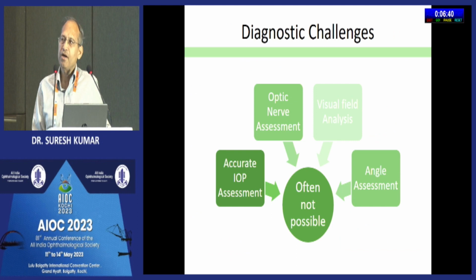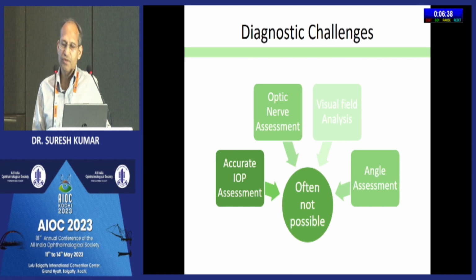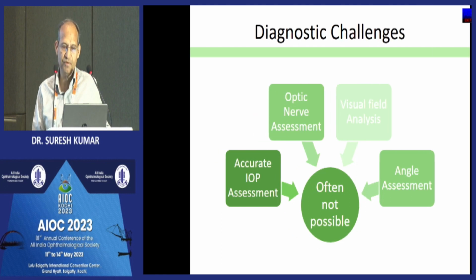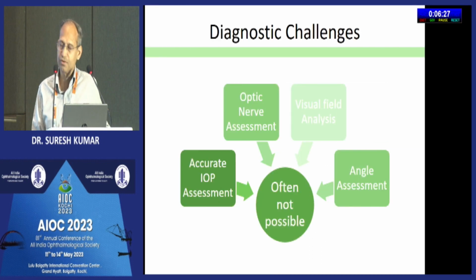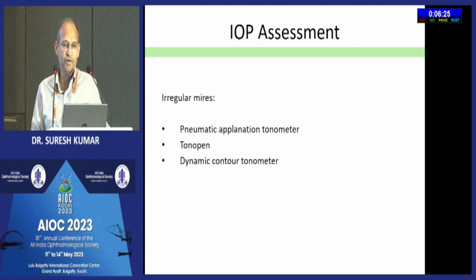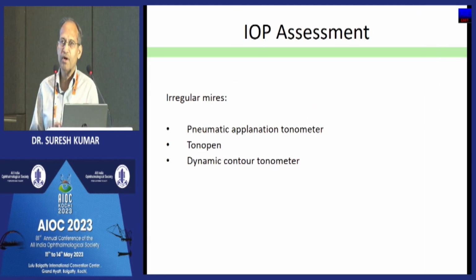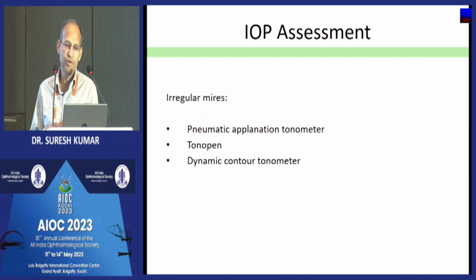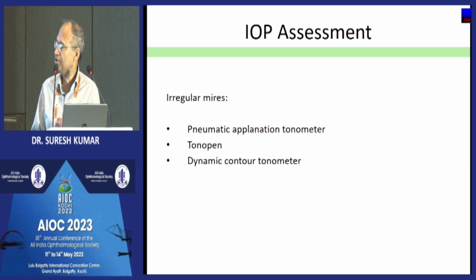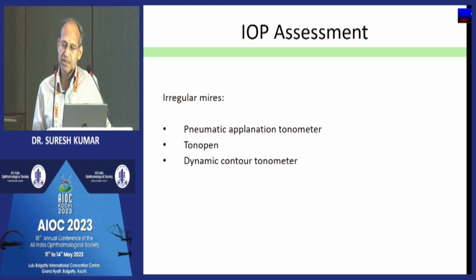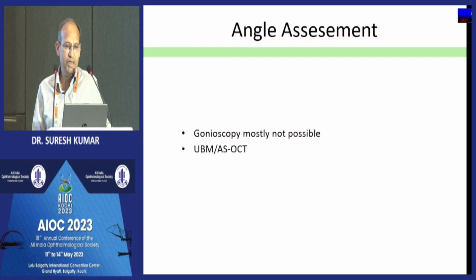And it's a diagnostic challenge, especially in eyes with opaque cornea. When measurement of intraocular pressure becomes difficult, optic nerve assessment as well as visual field analysis is difficult, and angle assessment also becomes a little difficult. So for IOP assessment, especially in eyes showing irregular mires on Goldmann applanation tonometer, you can go for Tonopen or pneumatic applanation tonometer, or currently DCT can also be useful in these eyes having more corneal thickness.